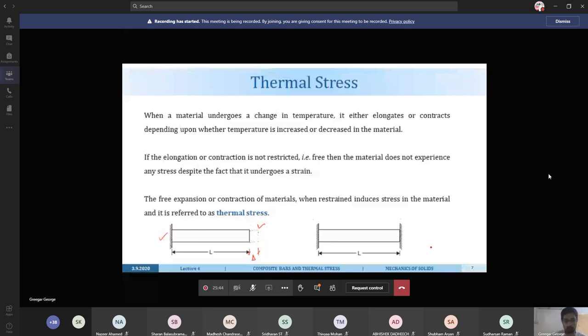You should ask me a question: if I am applying a temperature here, why doesn't thermal stress develop in this region? If you apply a temperature change, this portion also will experience a thermal stress. But for calculation ease, we will assume that the elongation is happening in one direction only. In practice, this material elongates in both directions. This is just for calculation purposes.